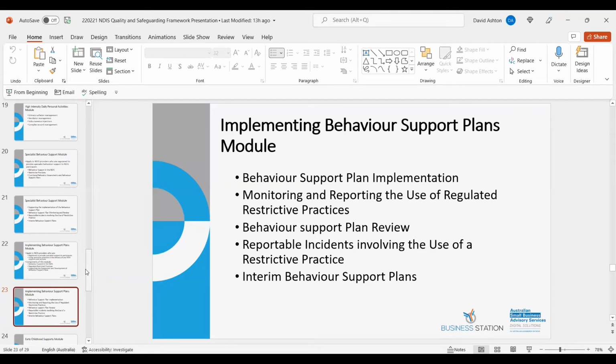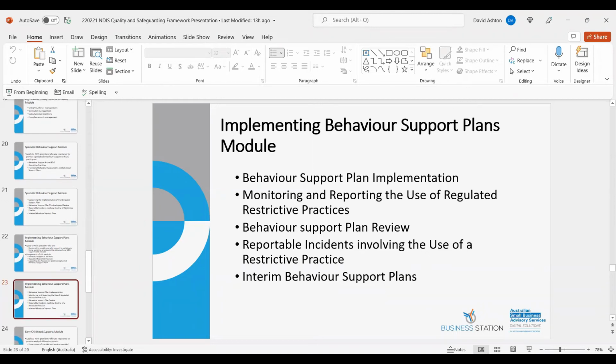So that's the section that we've just gone through as well. That's in terms of the implementation of those support plans. So again, policies, procedures, employing the right people, constant monitoring review, documentation review, feedback, and the like.